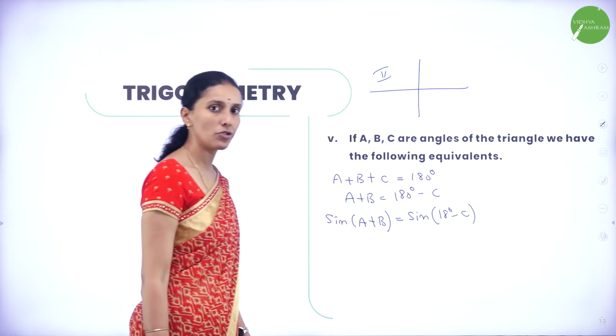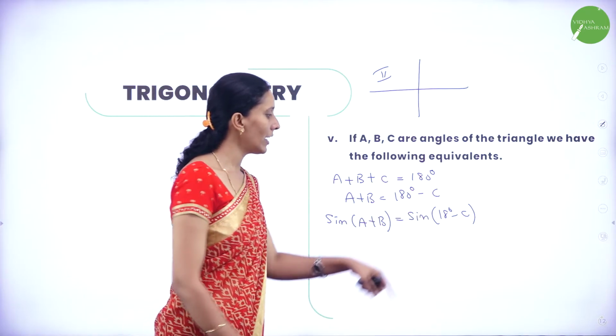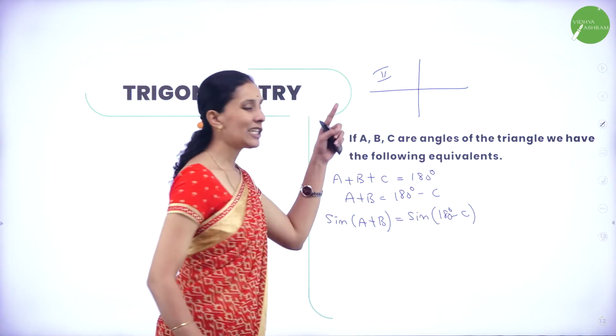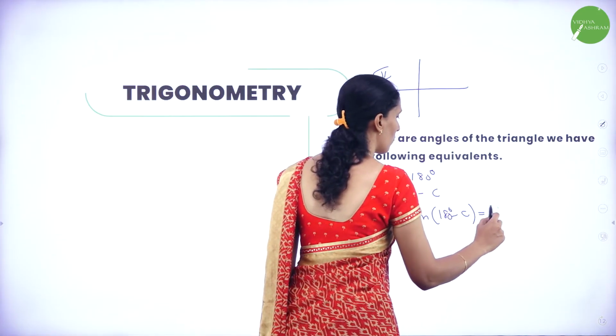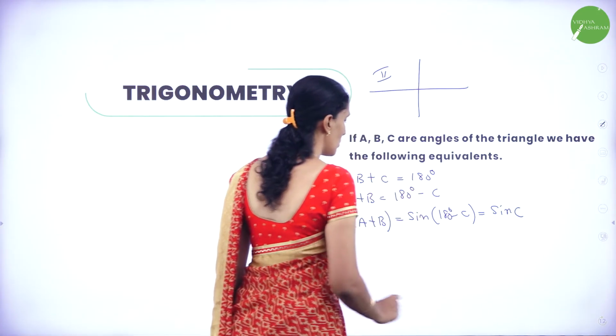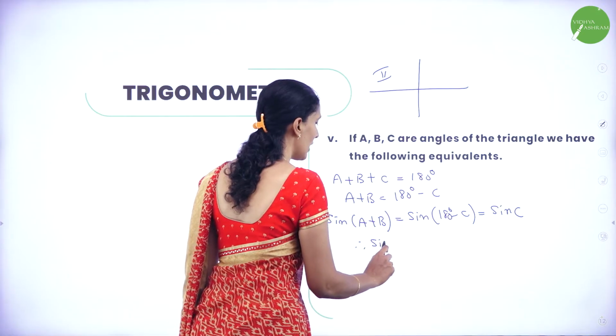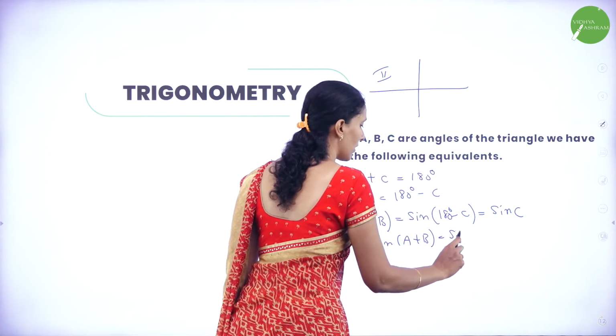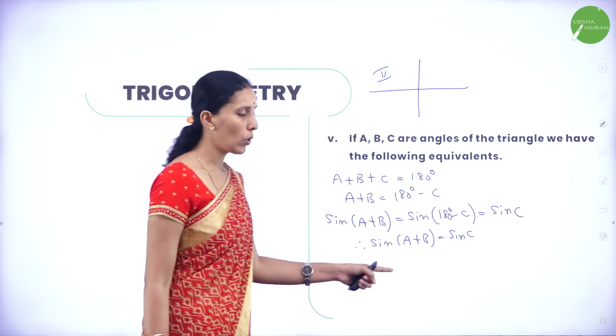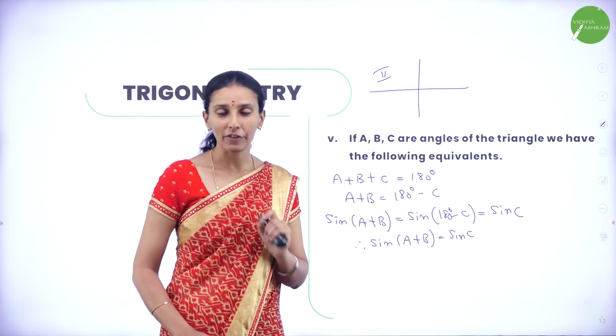Apply sine functions on both sides. So sine 180 minus C. In the second quadrant, sine is positive. So therefore, this is equal to sine C. So what can I conclude? Sine A plus B is same as sine C. This is possible only if A, B, C are angles of a triangle.